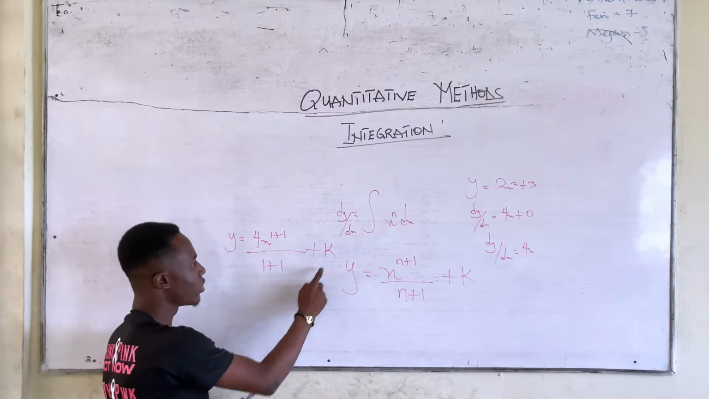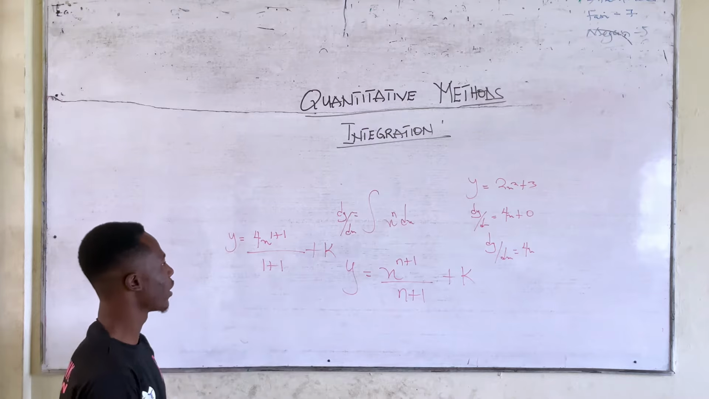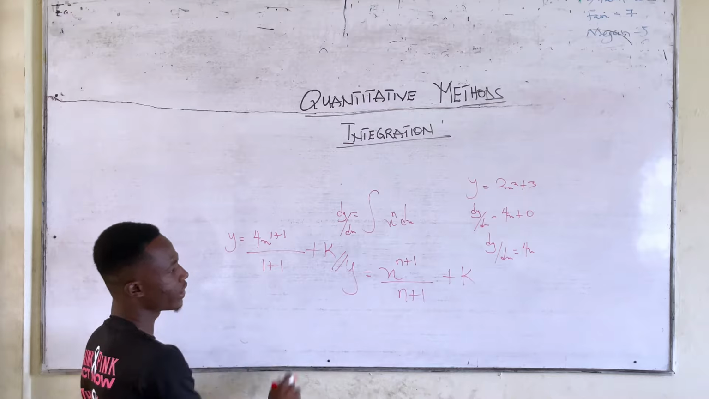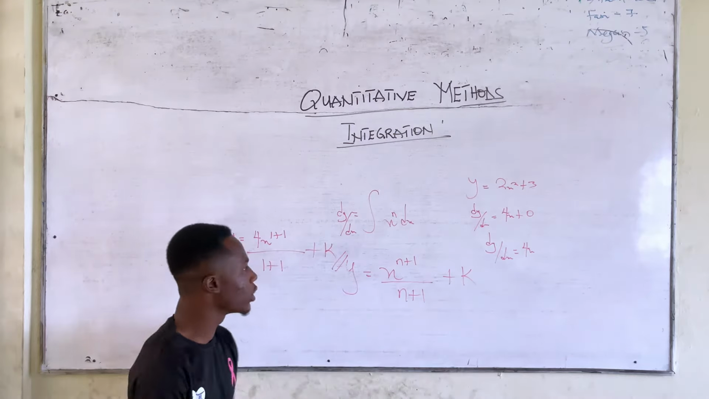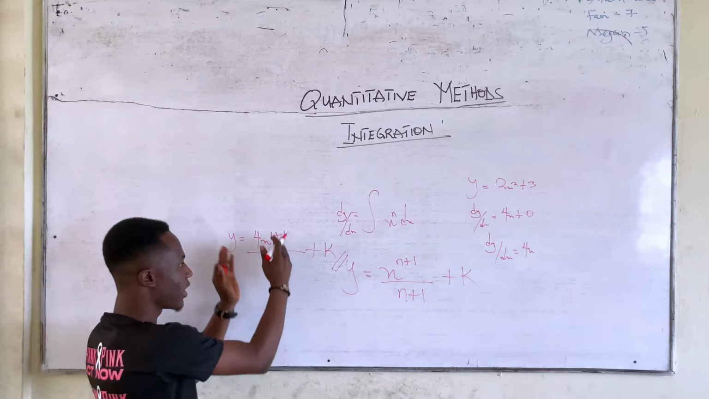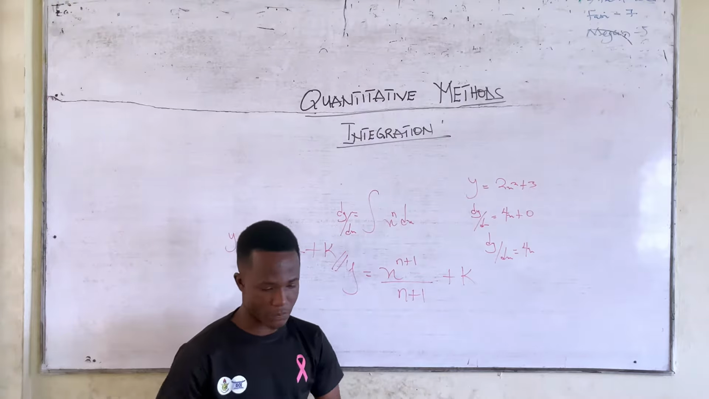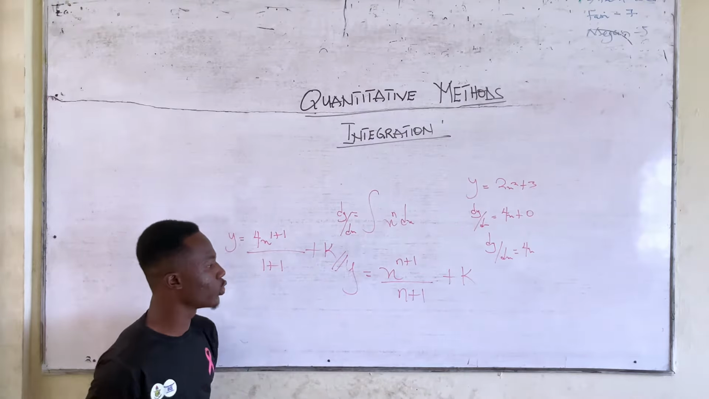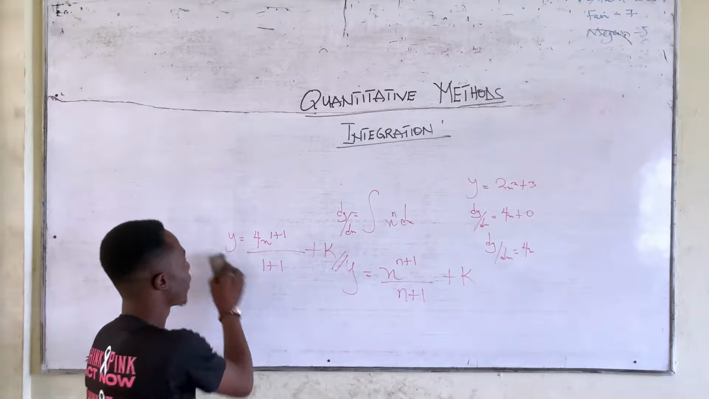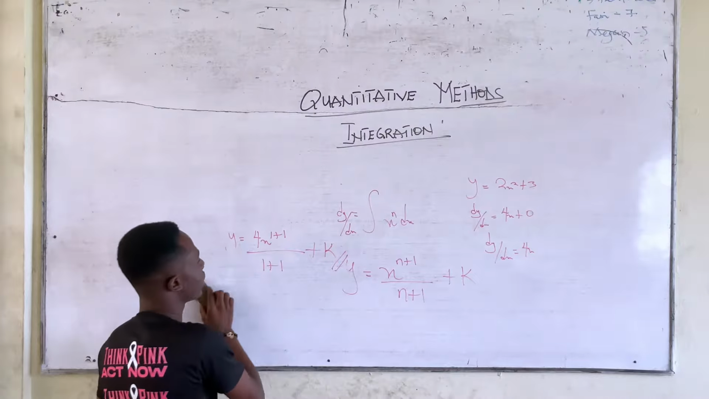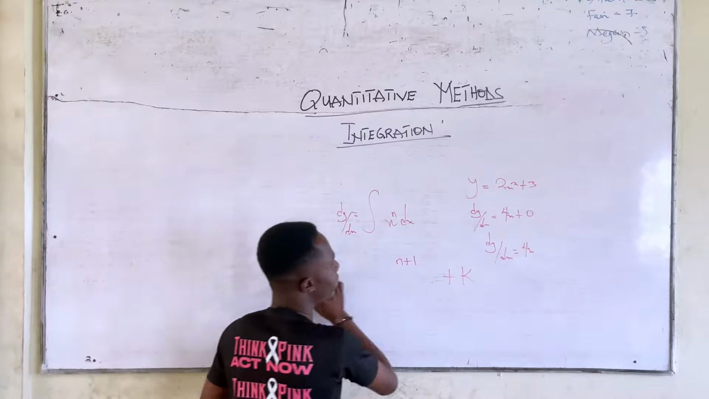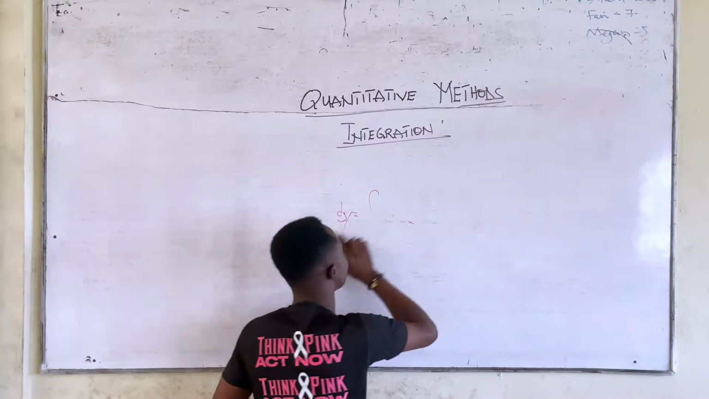That is why we always introduce what? The k here. And so this one becomes what? The integration of this. So always you have to introduce K. After integrating it, you introduce K to represent what? The constant. Okay. So that is what we are going to look at today. Let's pick some questions and we'll go through them to see how it works.